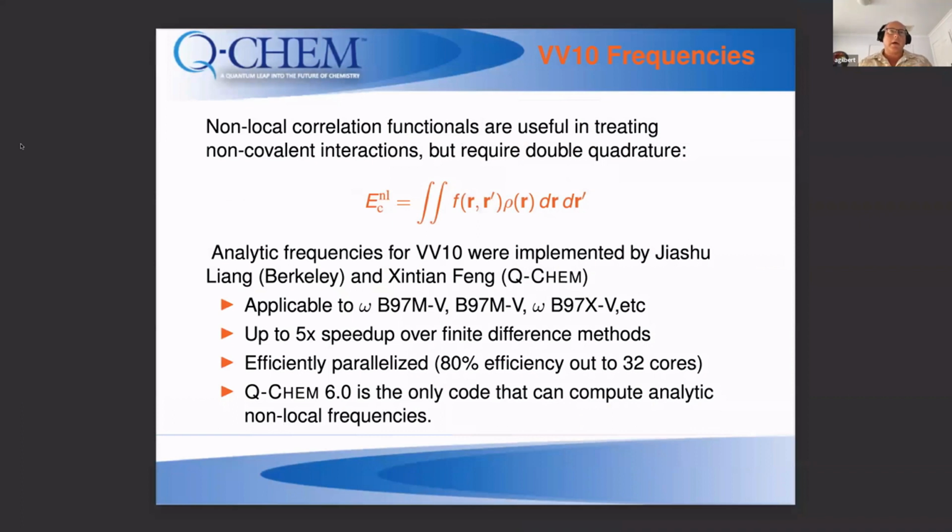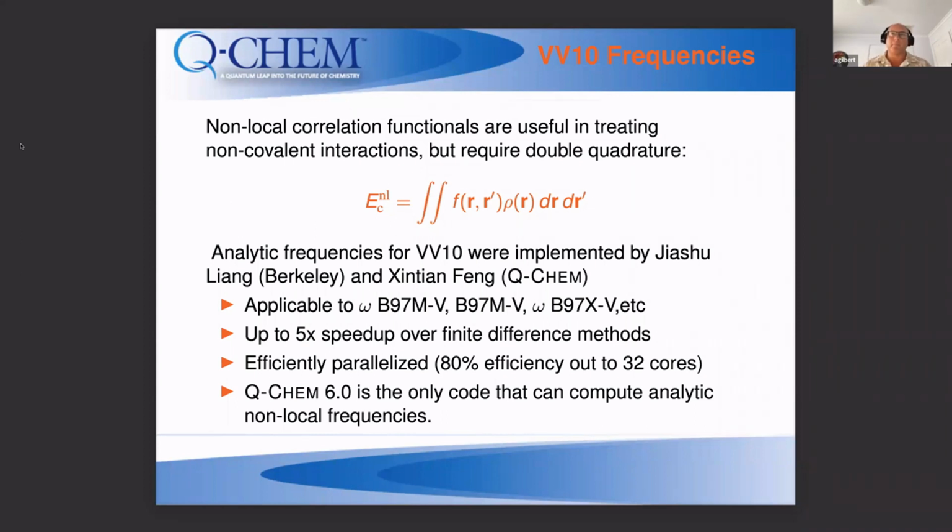Okay, so these non-local correlation functionals are very useful for treating non-covalent interactions. But the problem with them is that they require double quadrature. And so here you can see the ansatz for the non-local correlation functionals. They have this kernel represented here by F, which is non-local. It depends on two positions, R and R prime. And then that is integrated with the regular one-electron density rho. And that's a double quadrature.